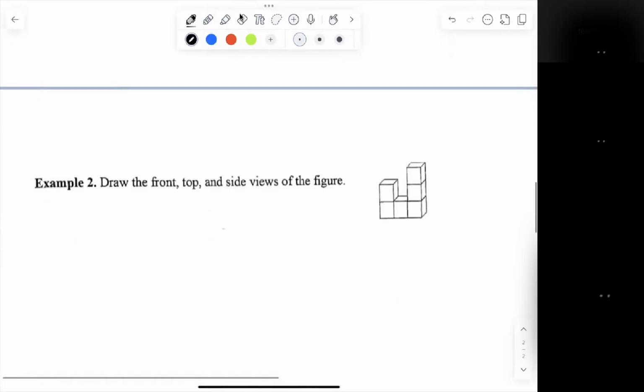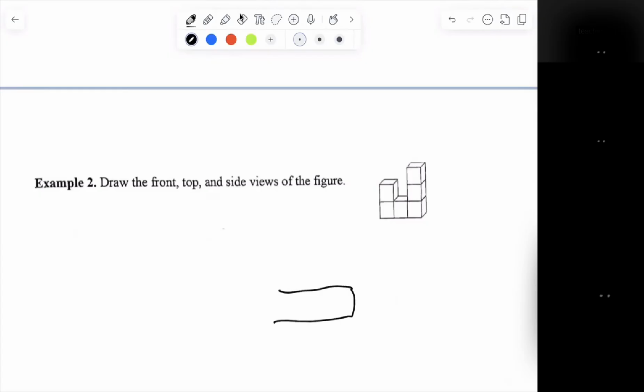Alright, now let's do example 2. This will be a bit more difficult. So draw the front, top, and side views of the figure. Now notice that, same thing as before, the top, if we just look straight down, is going to look like this. You'll see this.